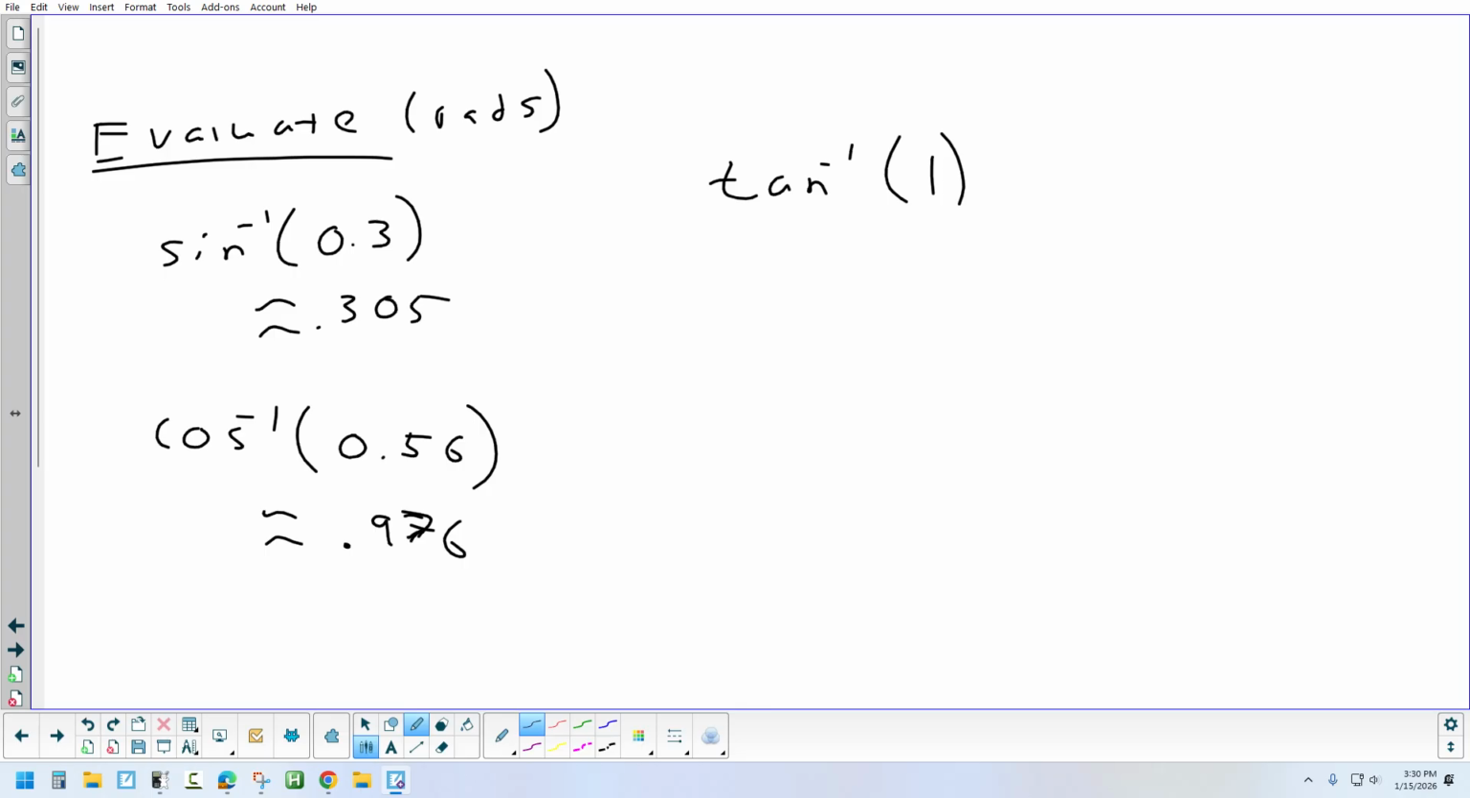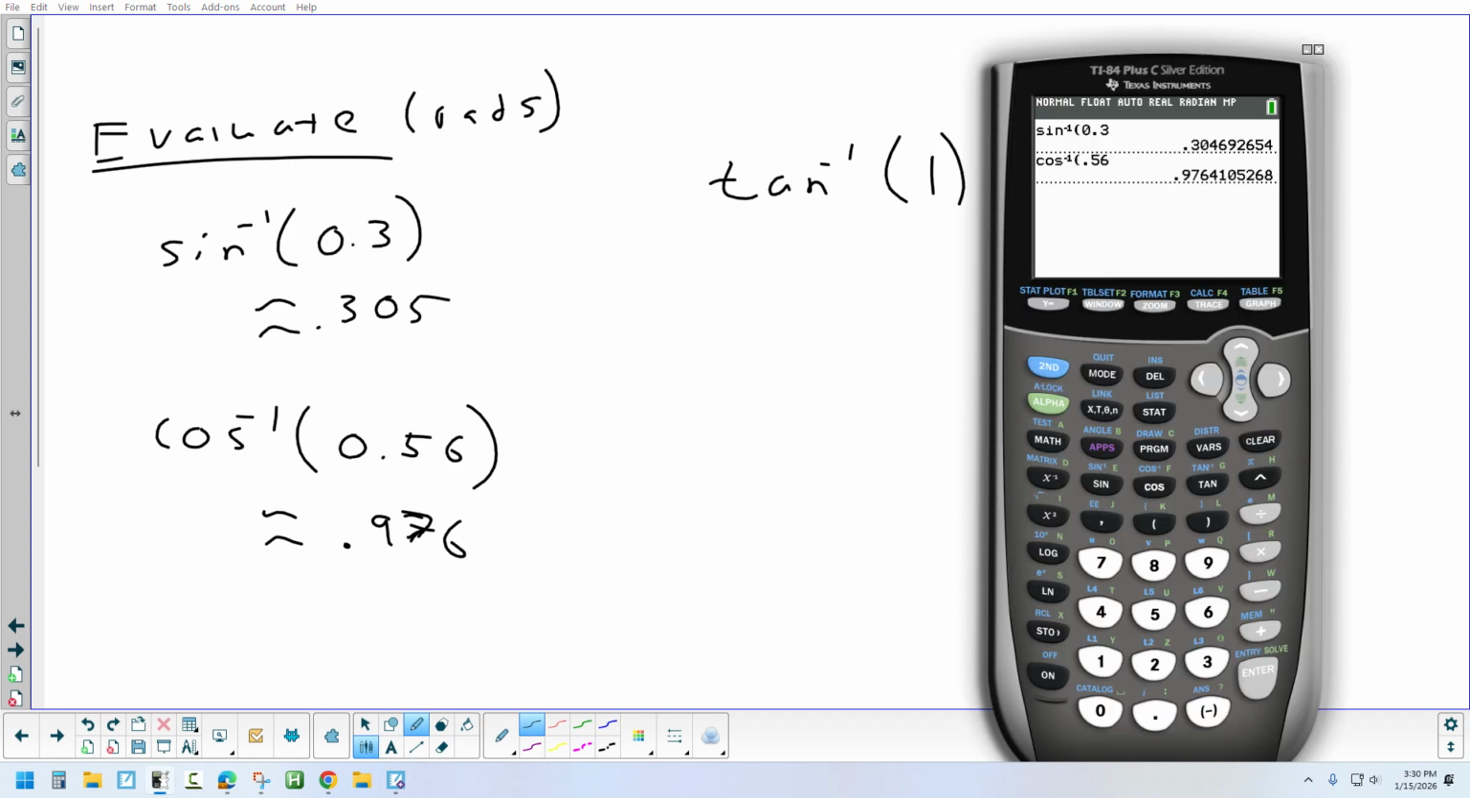The last one I want exact. Let's try it the way we did the first two, and let's just see what happens. How would we type in inverse tangent of 1? Yeah, second tangent 1. Okay. Now, if I write that down, 0.785, is that exact? No, it's a decimal. How am I going to get this as an exact answer?